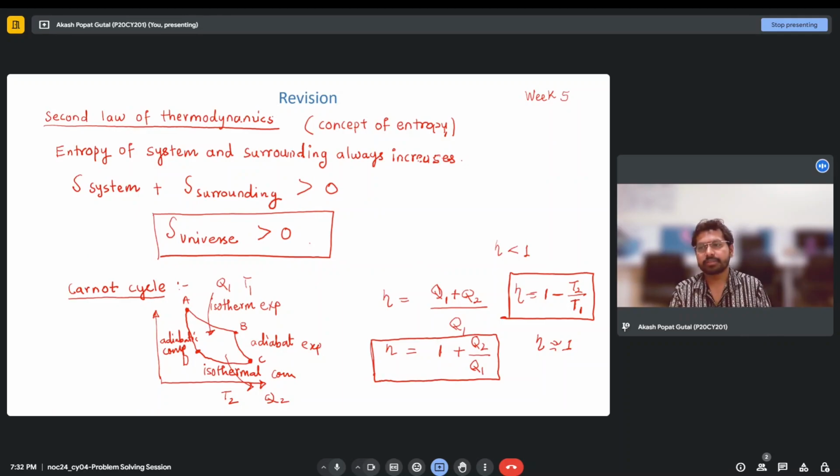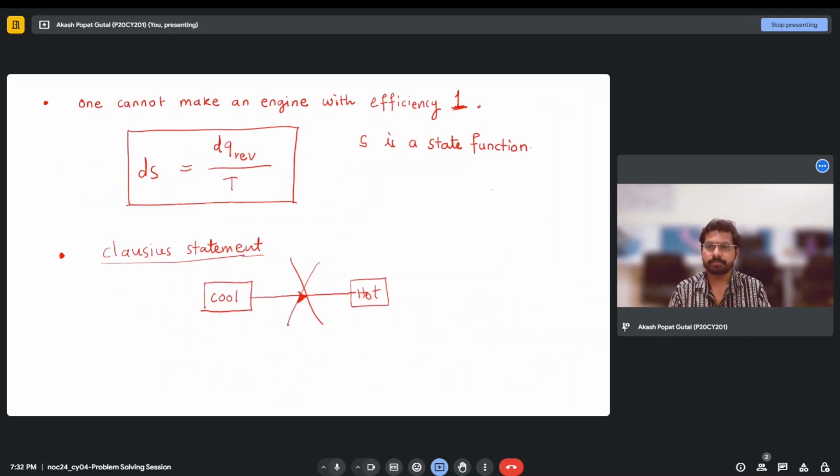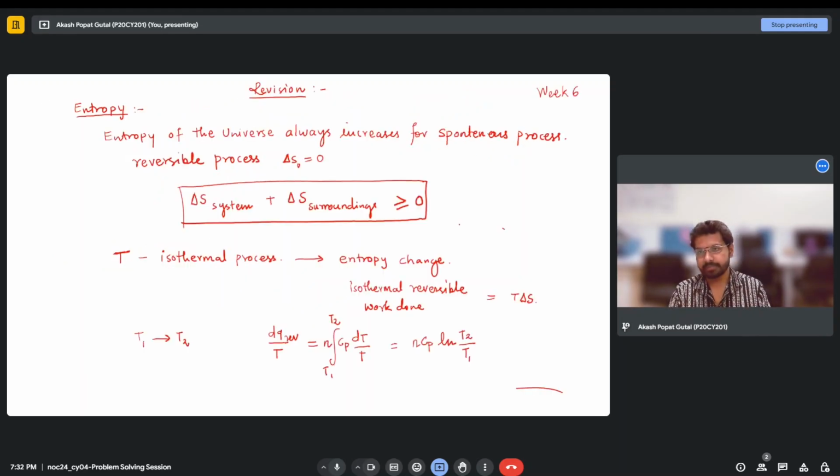In week 5, we have seen the second law of thermodynamics, which extended towards the concept of entropy, and we defined what entropy is, the Carnot cycle, and the efficiency of the Carnot cycle. In Clausius's statement, we have seen that the flow of heat from a cool to a hot body cannot be possible. And we define the spontaneity.